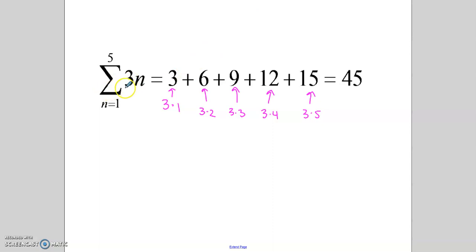And you can also see that I have this thing right here that says 3 times n. So basically the way you create each of these numbers is by using this formula. And what numbers do you plug in for n? You plug in 3 times 1, 3 times 2, 3 times 3, 3 times 4, and 3 times 5. That's all the numbers from 1 to 5. So you plug in all the numbers from this to this into this formula, and then you add all the results together. That's what this symbol means.